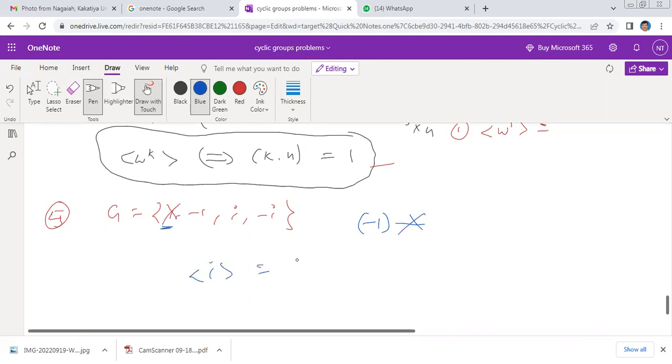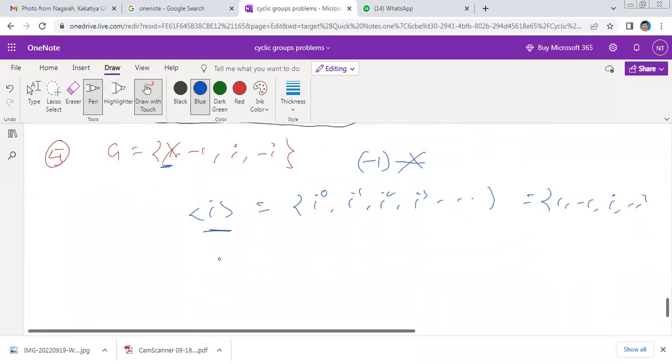I generates I power 0, I power 1, I square, I cube, like this. This form is 1, minus 1, i, minus i. Therefore, this is the generator. What is the inverse of i? Minus i. Minus i is also a generator. The set of all generators of this group is {i, -i}.